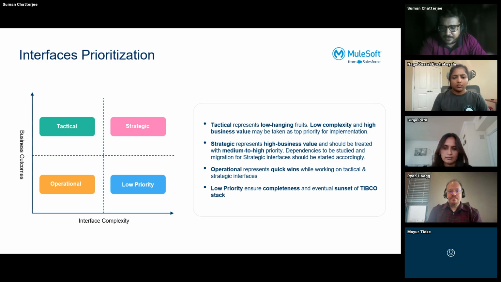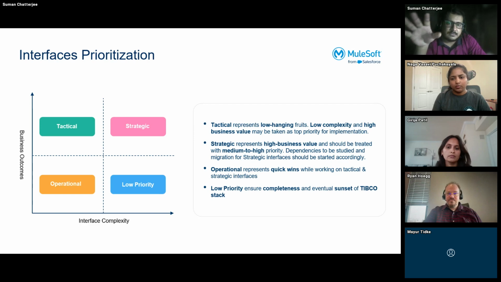And the last one is the low priority APIs. I wouldn't say it's a recommendation, but what you should look at is whether any of these APIs or services can be sunset. If you can, go ahead and sunset them, because they add no value to your business, and they are pretty complex. If that is possible, sunset it. Otherwise, if you cannot sunset, take them as the last priority, right?